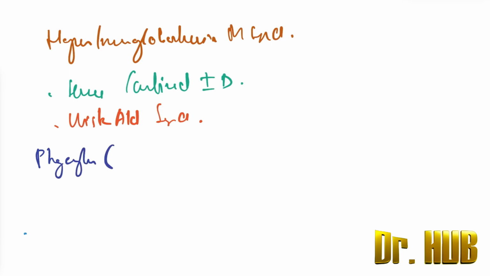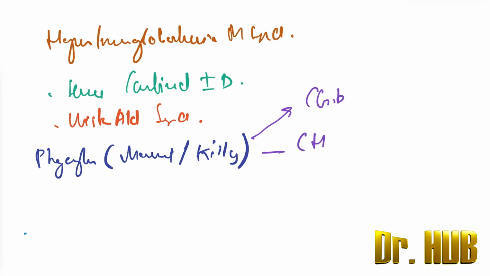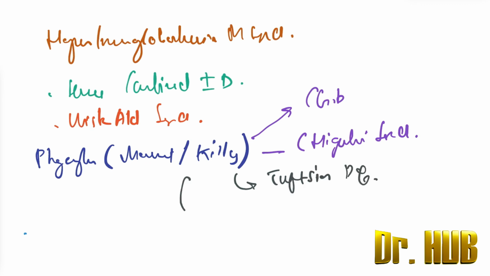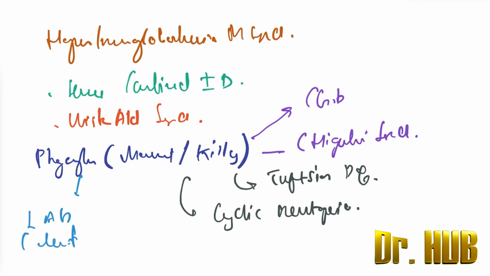Next, we look at the phagocytes. The phagocyte disorders are nothing but problems of movement and killing. What does it include? It includes chronic granulomatous disease. Next it includes Chediak-Higashi syndrome, which is rare. Then there is also Tuftsin deficiency, and cyclic neutropenia. Then comes LAD, the leukocyte adhesion defects.